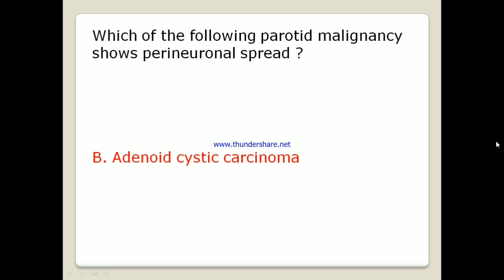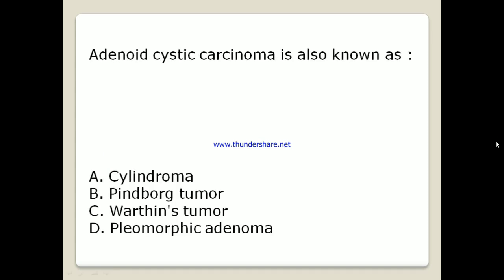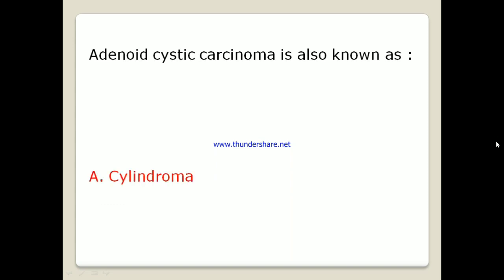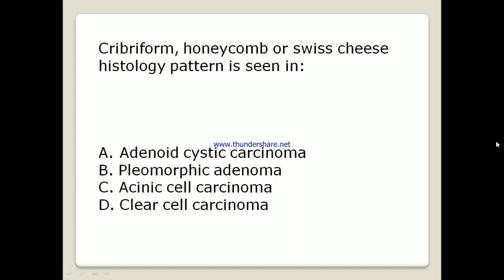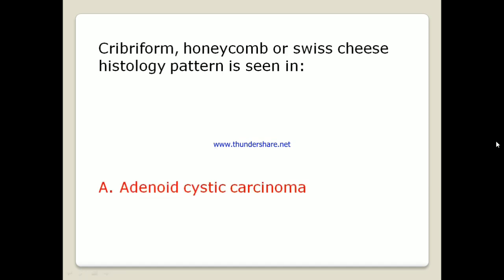The answer is B. adenoid cystic carcinoma. Adenoid cystic carcinoma is also known as: A. cylindroma, B. Pindborg tumor, C. Warthin's tumor, D. pleomorphic adenoma. Adenoid cystic carcinoma is also known as A. cylindroma. Cribriform, honeycomb or Swiss cheese histology pattern is seen in: A. adenoid cystic carcinoma, B. pleomorphic adenoma, C. acinic cell carcinoma, D. clear cell carcinoma. Cribriform, honeycomb or Swiss cheese histology pattern is seen in adenoid cystic carcinoma.